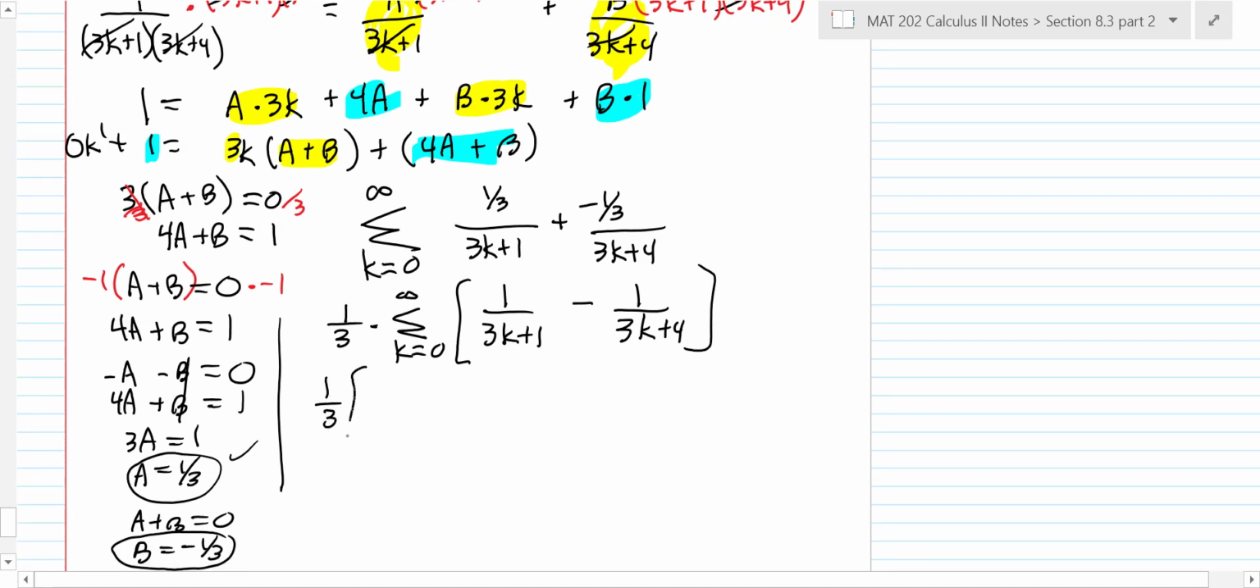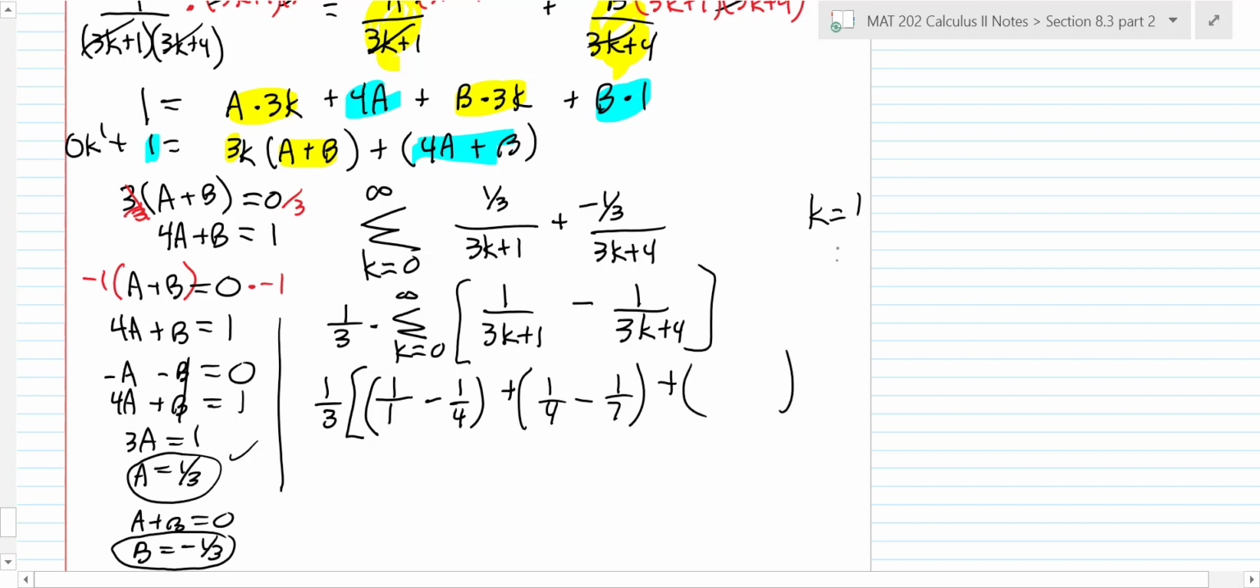So we have 1/3, and let's just start with k equals 0. Okay, so if k is equal to 0, we would have 1 over 1 there. Okay, and then this would be 1 over 4, like that. Okay, so we have that. Now go to k equals 1. If we go k equals 1, you can do this in your head. That would be 3 plus 1, that would be 1/4, minus, and then if k is 1 there, that looks like 1/7. Does that look telescoping already? Yeah. Okay, that's my sneaking suspicion, is that this is telescoping.